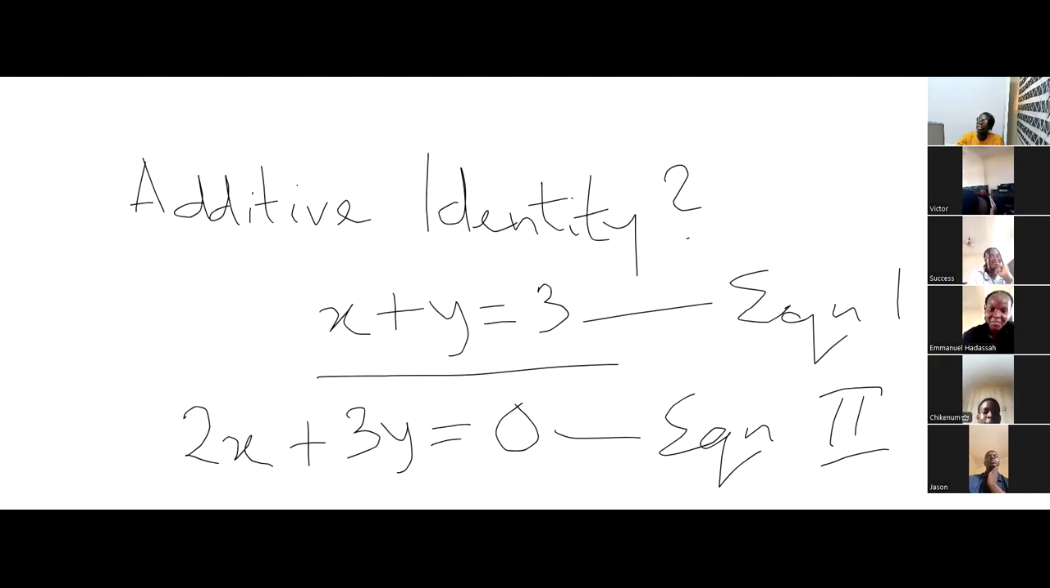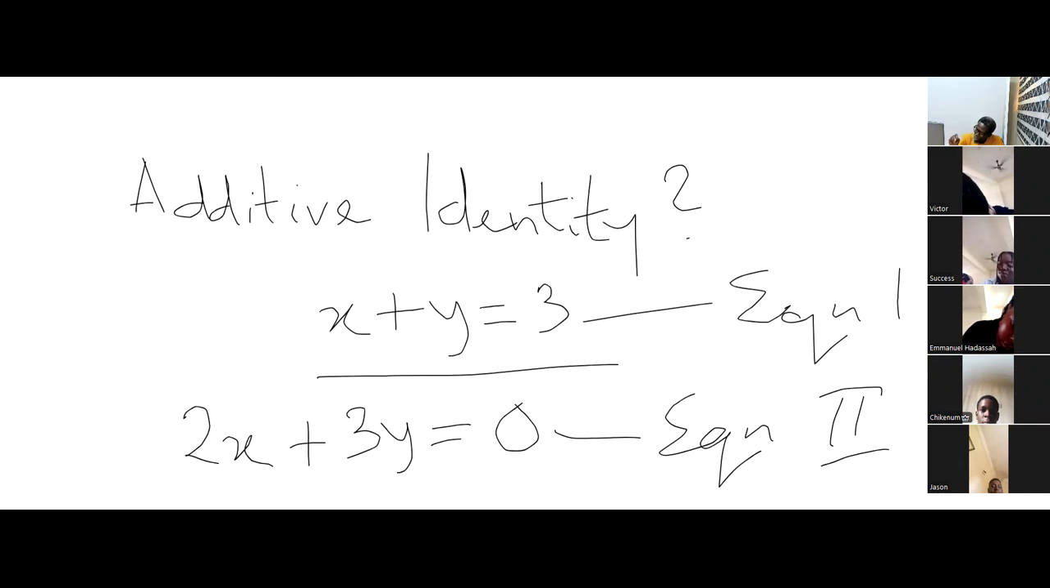Additive identity is that number. When you add it to any other number, they will not change in value.